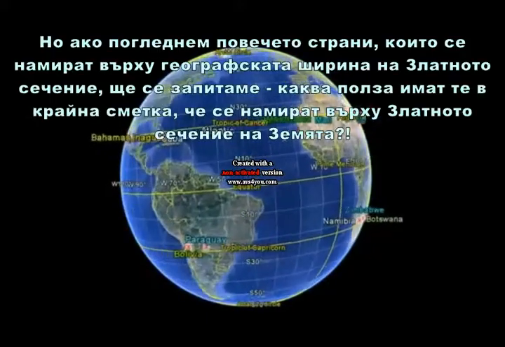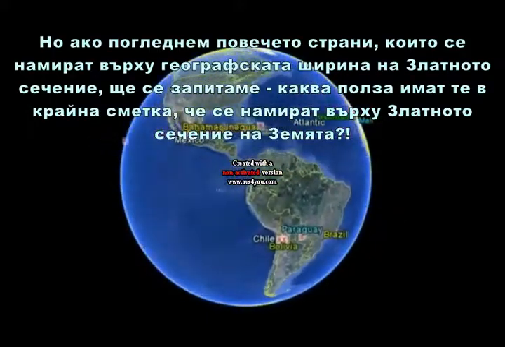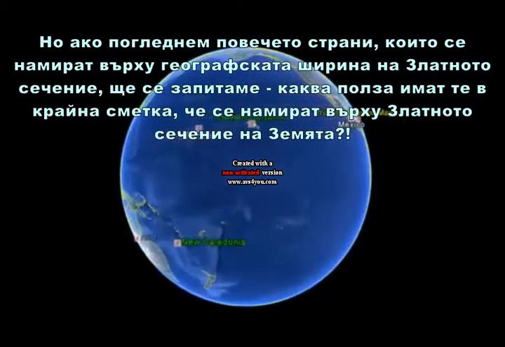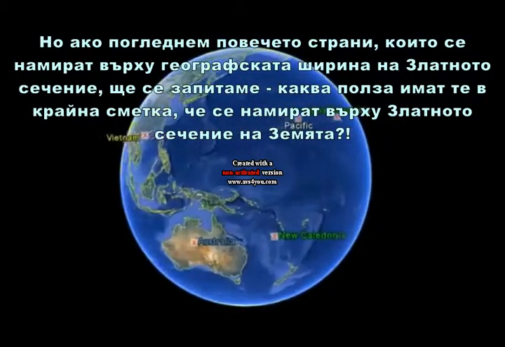If we look at most of the countries that are located on the golden ratio latitudes, we really wonder what profits they have from being in the divine section of Earth.